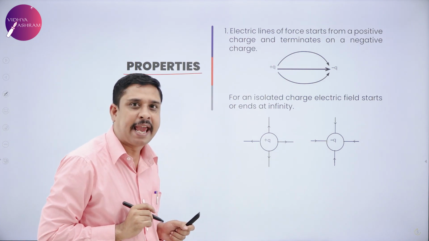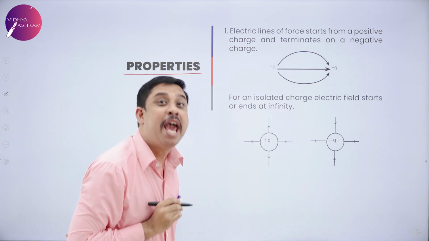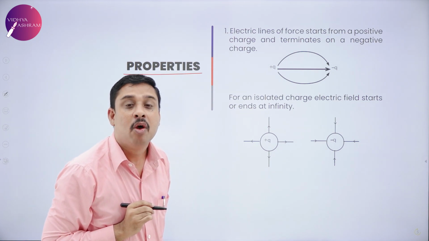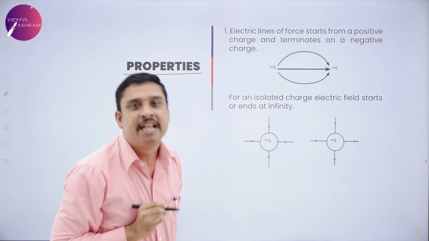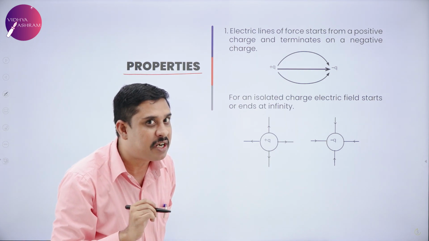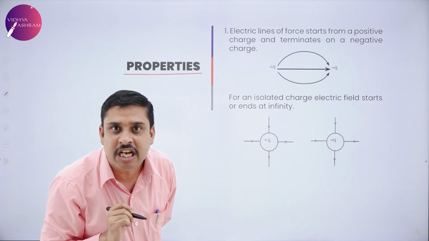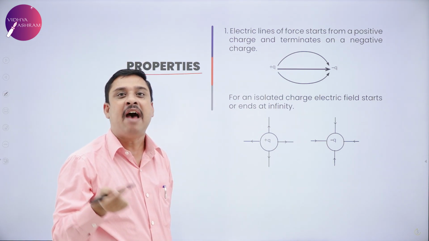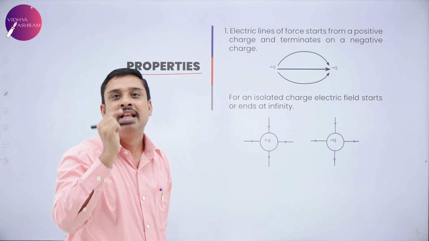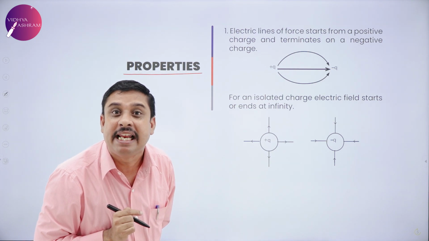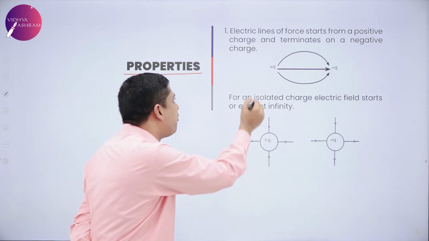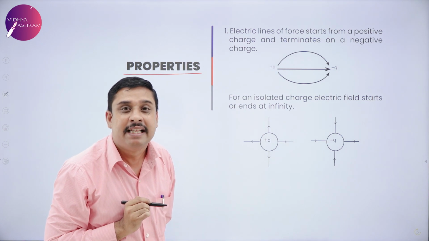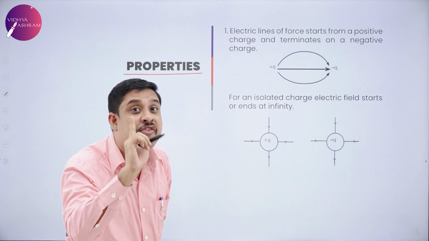Now the first property says, suppose I have a pair of charges plus Q and minus Q. What is the direction of the electric field line? In my previous session you have understood, if there is a positive point charge, the electric field acts radially outwards. If I have a negative point charge, the electric field acts radially inwards. Now if I have a positive and a negative charge, what is the direction of the electric field line?